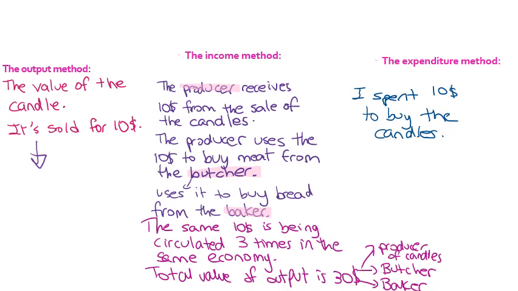For example, if I'm talking about the production of tables, what do I need? I need resources in order to produce the table, right? Wood. So wood would not be considered a part of my output. My table that is being sold is my final product. In the example we're talking about, I'm talking about the value of the candle. And this candle was being sold for $10.